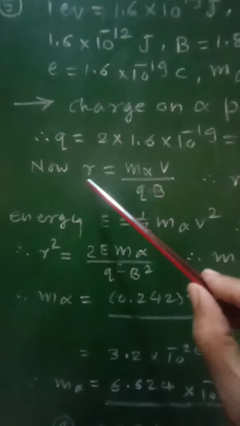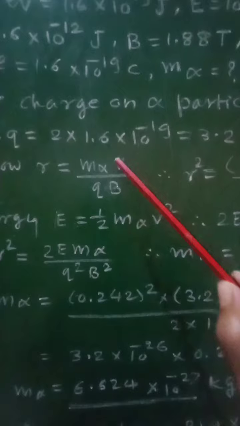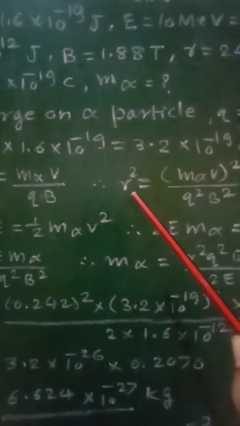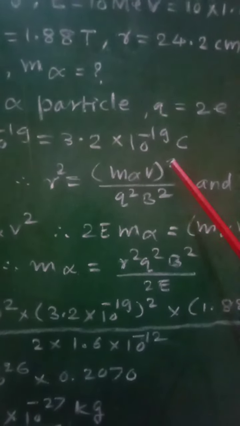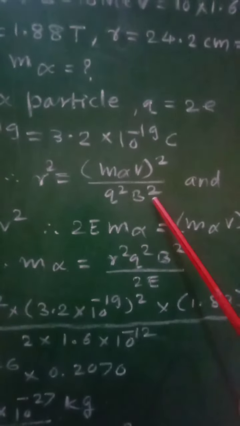Now radius of the orbit R is equal to m alpha v upon qB, and therefore R square will be equal to m alpha v whole square divided by q square B square, and the energy E, that will be kinetic energy, will be equal to half m alpha v square. From this relation we can write 2e m alpha.